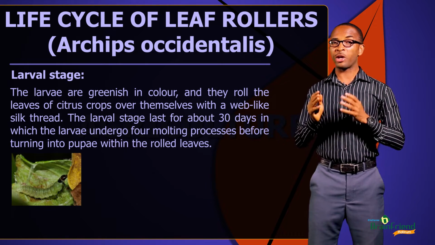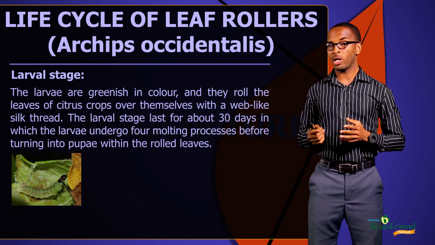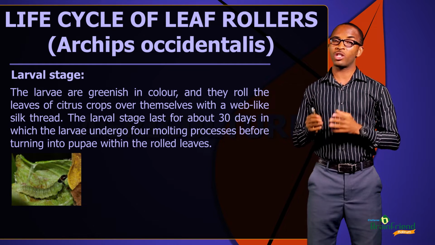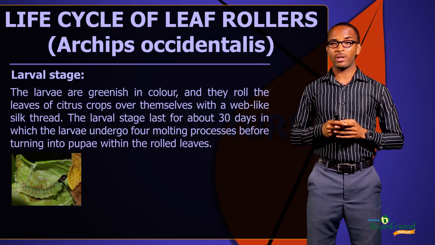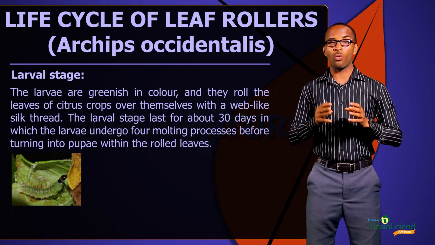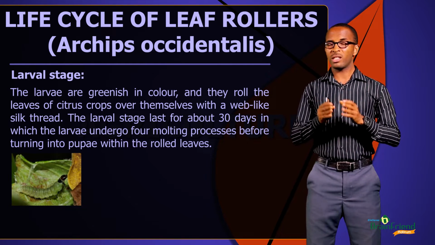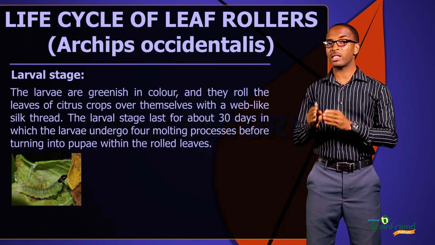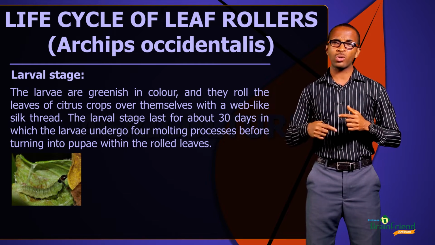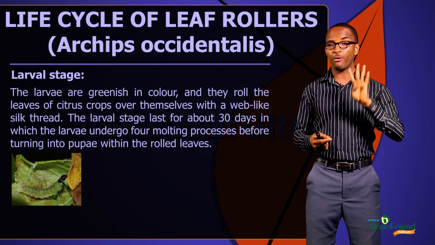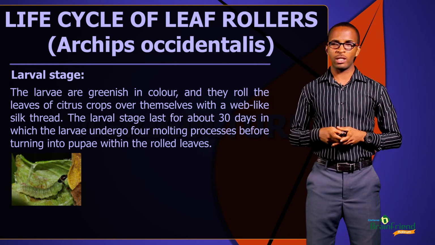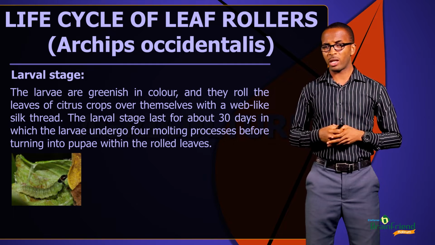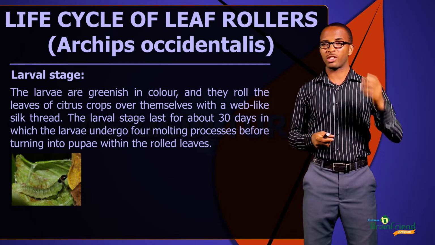The larvae are greenish in color, and as they mature, they are able to cause the leaf of citrus plants to roll, rolling them over themselves and holding them in place with a web-like silk thread. This larval stage lasts for a period of 30 days, in which the larvae undergo several molting processes, 4 in number, before turning into pupae within the rolled leaves, giving rise to the next stage, which is the pupal stage.